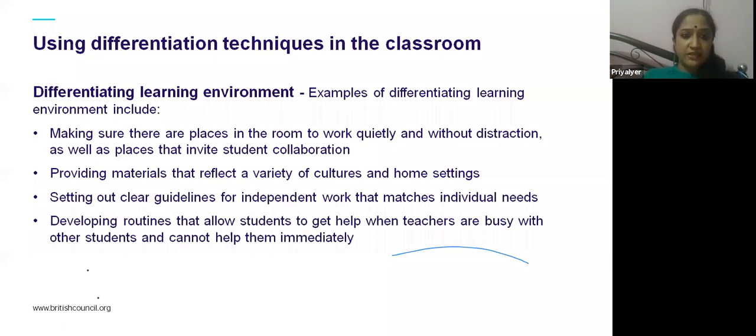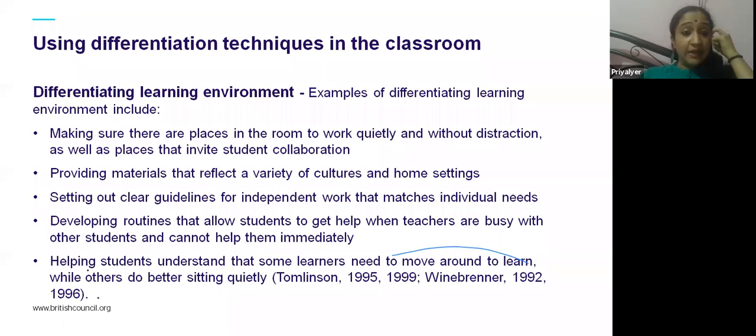And develop routines that allow them to do something on their own when the teacher is busy. Many times this happens to us in our class. We get busy with some kind of checking with one student, and it should be a routine in your class that students then pick up an additional activity sheet, or they have something up their sleeve, some language game, that they get into groups and play.